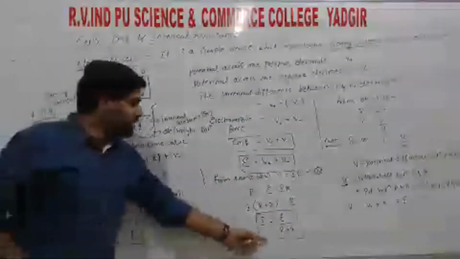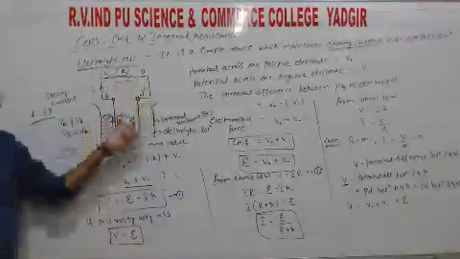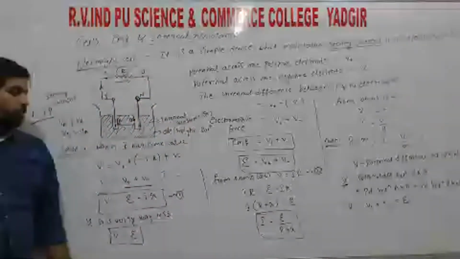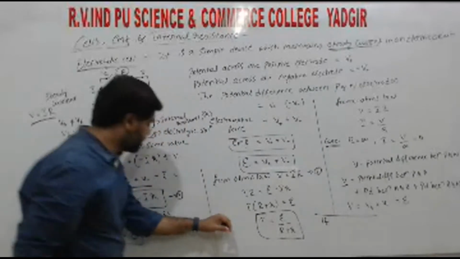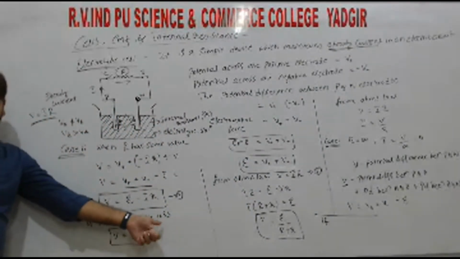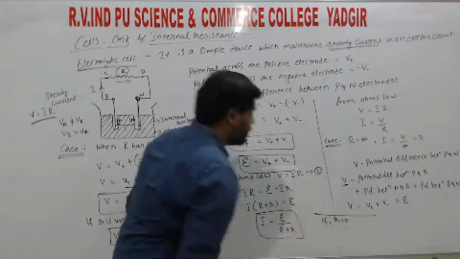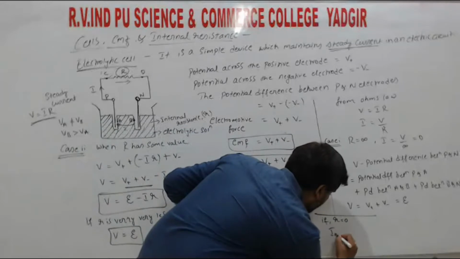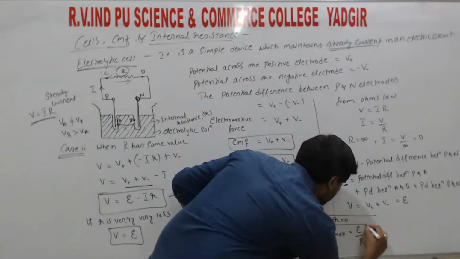So this gives the final expression for the current which is flowing in an external circuit having internal resistance r. As I mentioned here, if r is very small, that means the internal resistance r equals 0, we are getting the maximum current in the external circuit. So we can write I max equals E divided by R.